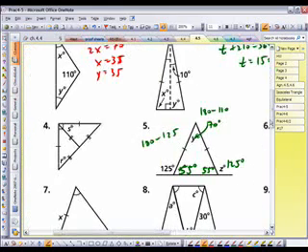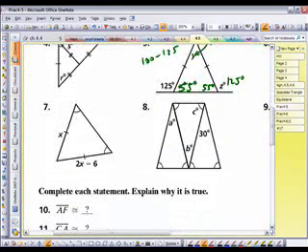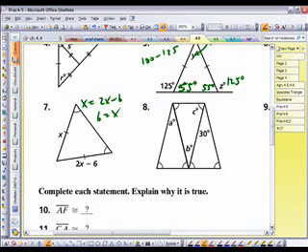All right, down to this one. Because these two angles are the same, these two sides are the same, so we simply let x equal 2x minus 6. I'll add 6 to both sides and subtract x from both sides, so x is 6.